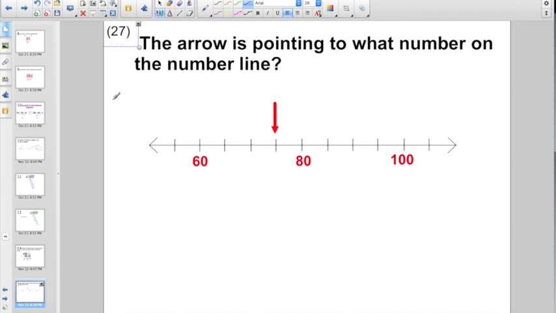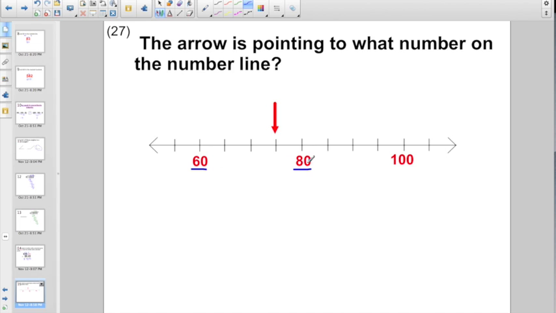Check out this guy. The arrow is pointing to what number on the number line. Now, every so often, especially after lesson 37, not 27, people sometimes start thinking the answer here is a mixed number. Take two of your numbers. We have 80 and we have 60, correct?